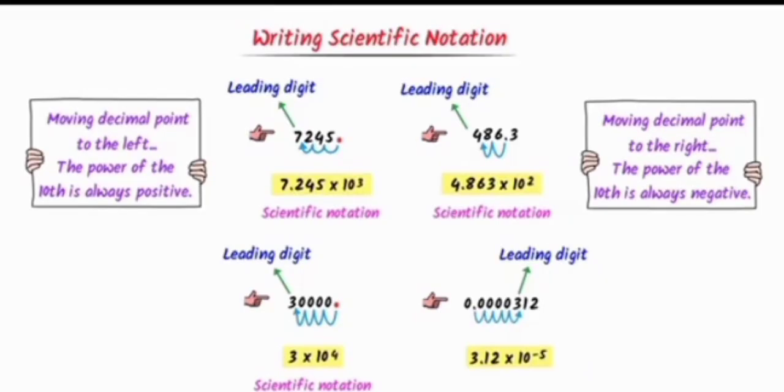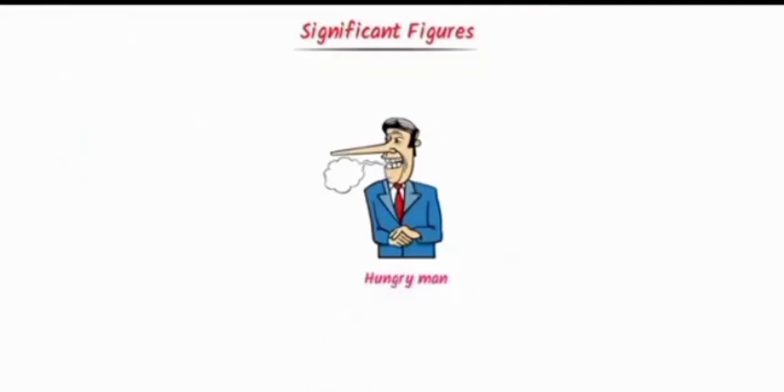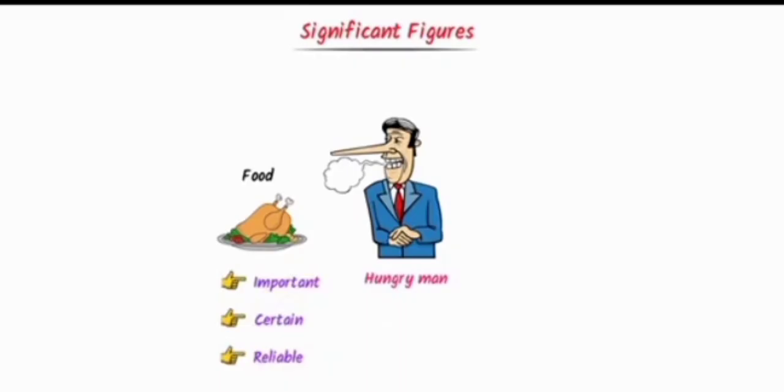Therefore, using this simple method, we can easily convert any big or small number to scientific notation. Hence note it down. Now we will learn significant figures. Well, I teach this easy analogy to master significant figures. Let's consider this hungry man. We know that this man needs some sort of food, because food is an important, certain and reliable source to kill his hunger.